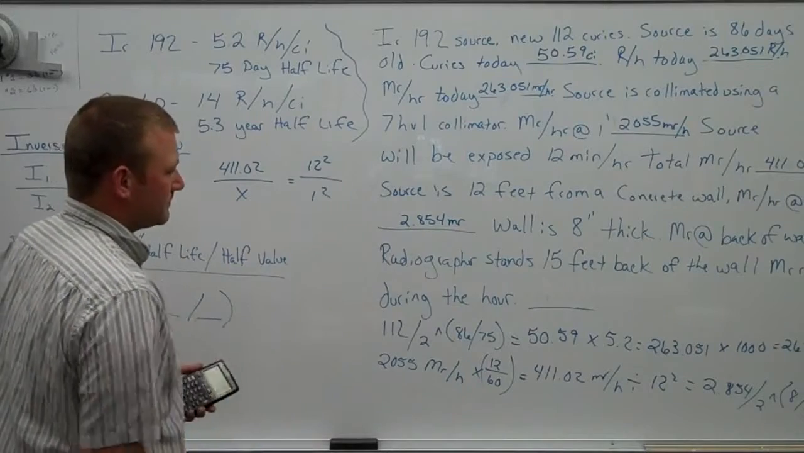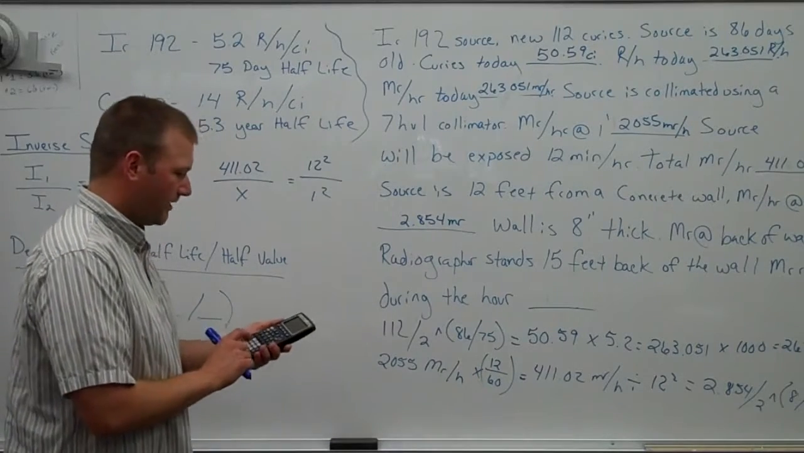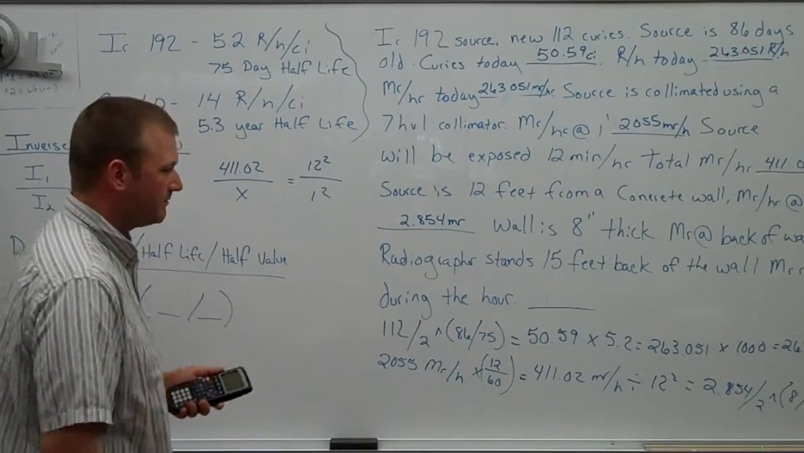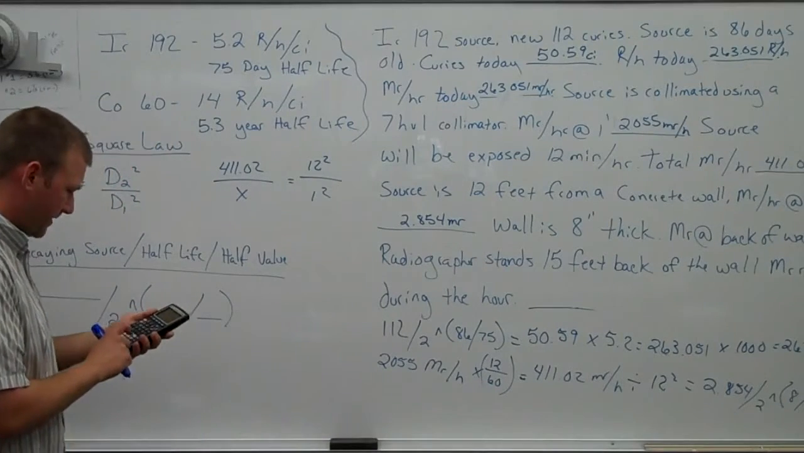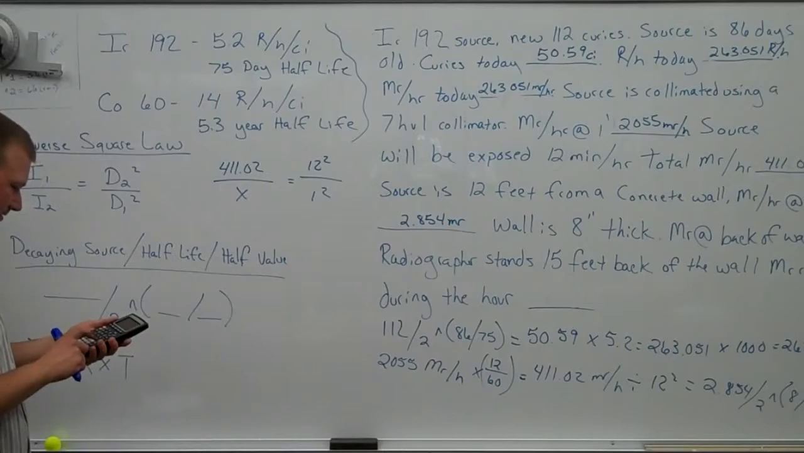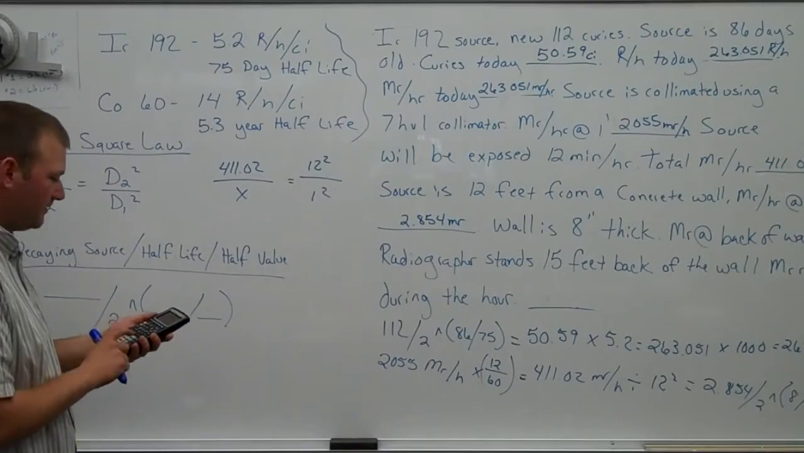So, 2.854 divided by 2 to the power of 8 divided by 1.75. That's just how many half values we have.